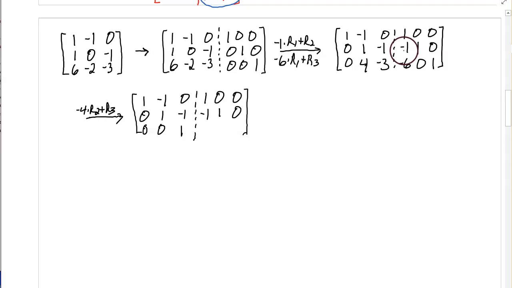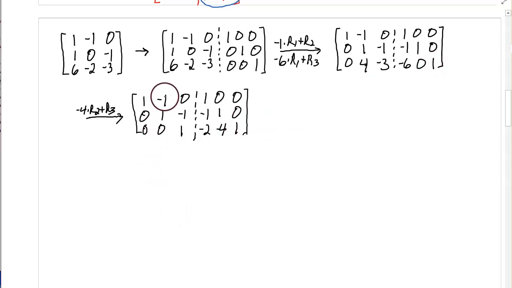-4 times -1 is 4. 4 add -6 is -2. -4 times 1 is -4. -4 add 0 is -4. -4 times 0 is 0. 0 add 1 is 1.